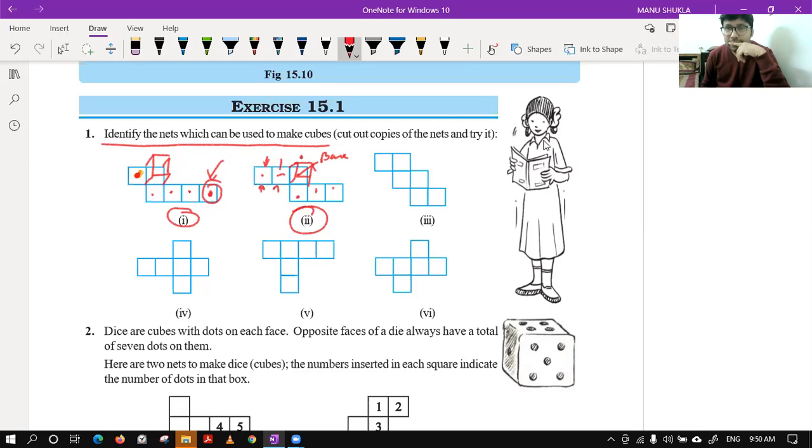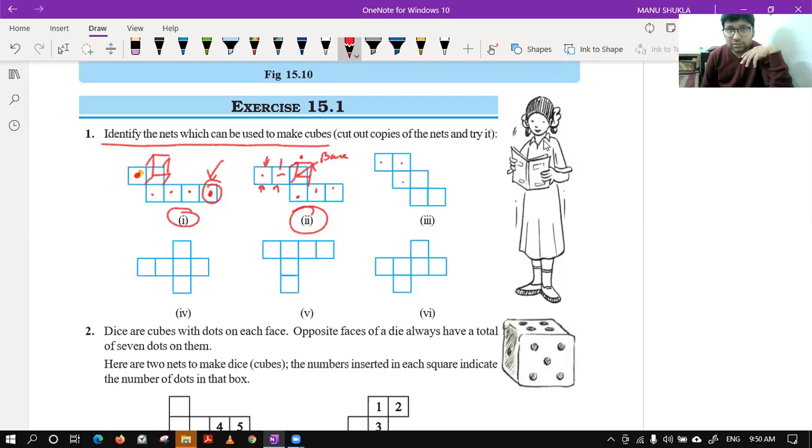Yes class, are you able to visualize this thing? Are you able to visualize this way? Okay, so if any issue is coming in visualizing, you can actually do it practically and then you will have the habit of visualizing. Now let's see this one.